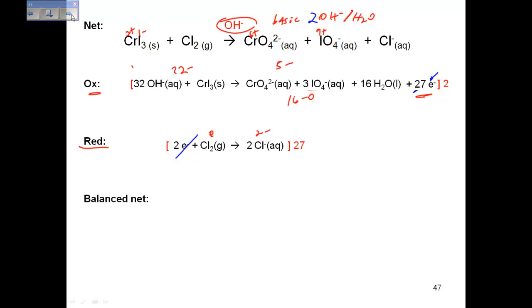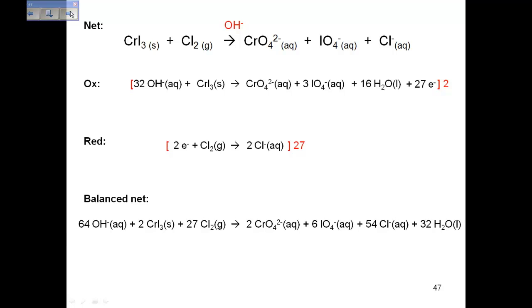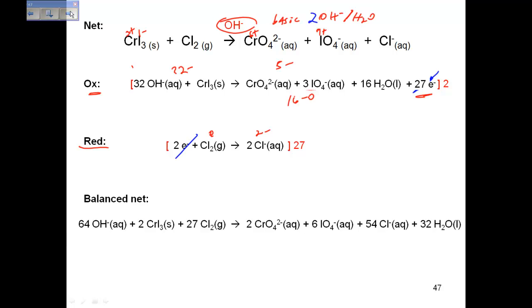And then I need to bring down the rest of the stuff, which means I have 2 times 32, which is 64 OH-, 2 times my CrI3, and then 27 times my Cl2. On the product side, 2 times my chromates, 6 times my periodates, 2 times the 3, 27 times the 2, 54 for my Cl-, and my 32 waters, 2 times the 16 water.